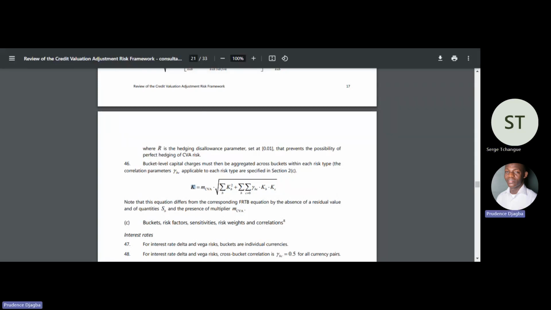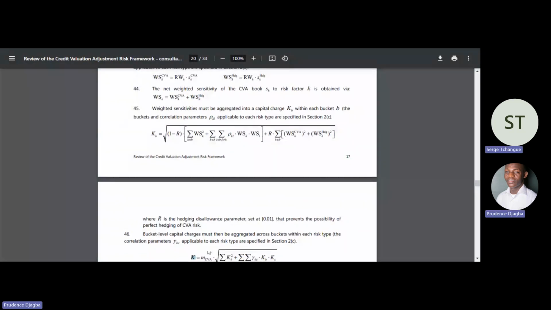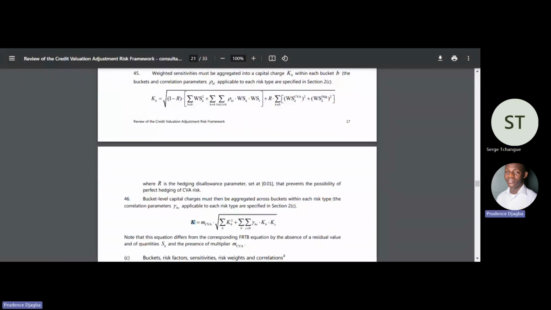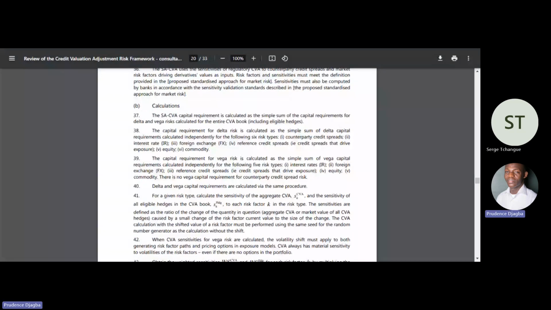When we evaluate this K at the bucket level, if you have maybe two or four buckets, do we just do the normal summation, or do we aggregate this quantity? K is a total, already aggregated. K is the capital that you're going to have on your balance sheet, the CVA capital. So then we have this K for the Vega and this K for the Delta sensitivity, and then we add them. That will give us the CVA value that we are looking for.